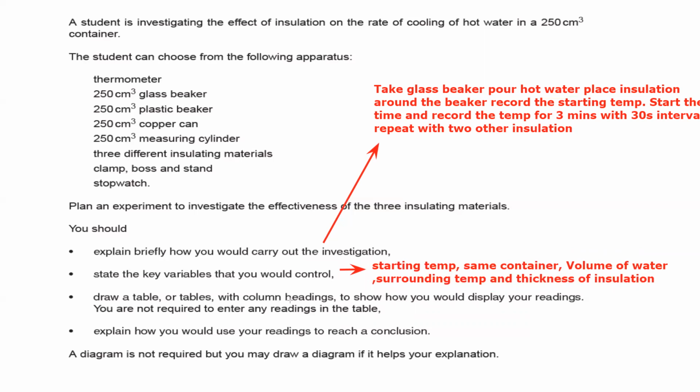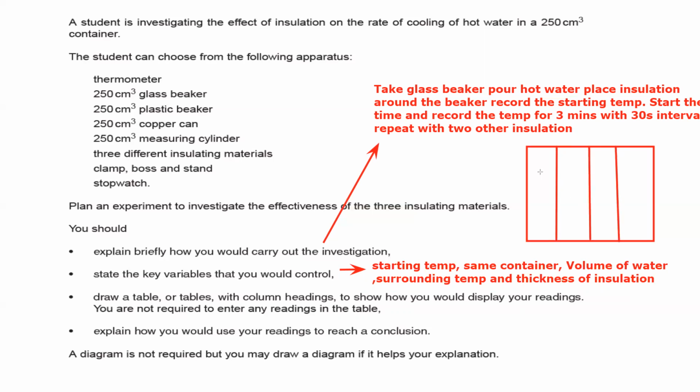Then draw a table with column headings. So that's how you present your result. You don't have to write any values, you just have to complete it. Time is there and the temperature for 3 different insulating materials. The table should always be with column headings. So time in seconds, temperature in degrees centigrade, temperature in degrees centigrade, and temperature in degrees centigrade, for insulating material A, insulating material B, and insulating material C.